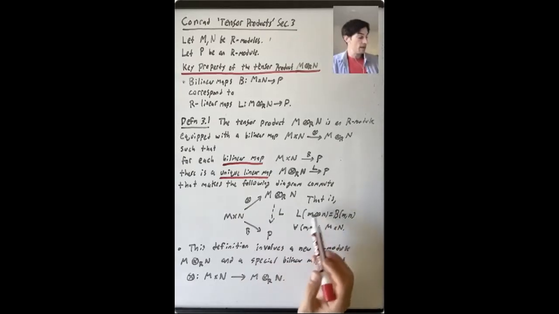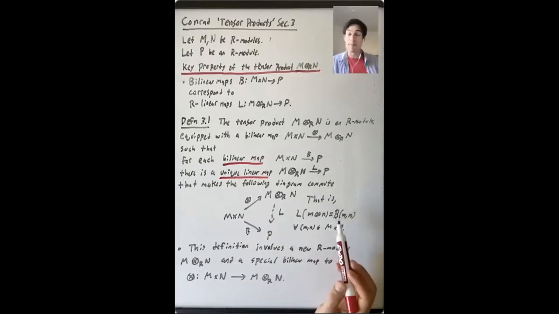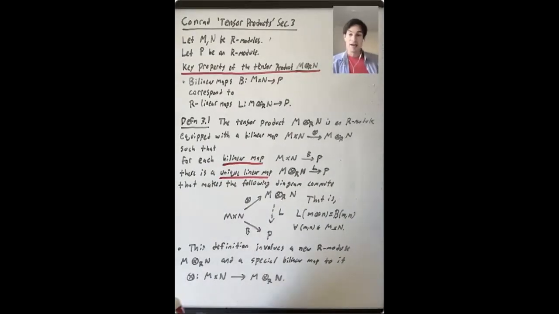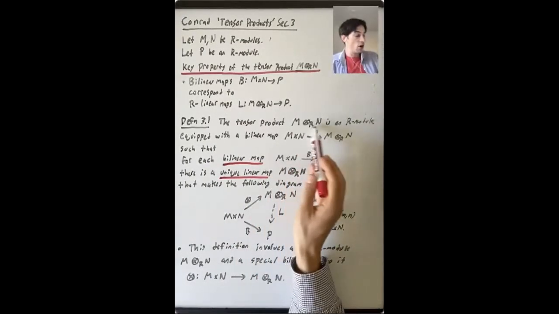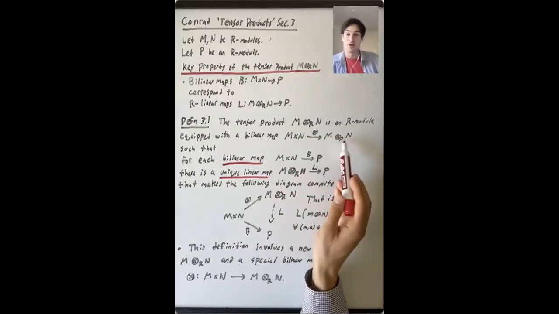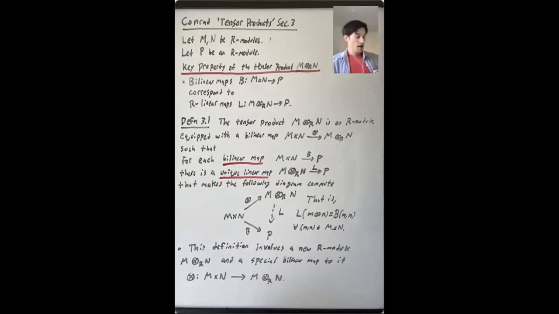So what does that mean? L applied to m tensor n is equal to this bilinear map B applied to the pair (m, n) for any pair (m, n) in this direct product M cross N. So this is a definition of a tensor product. And I want to note that this definition involves not only a new R module, M tensor N, but also a special bilinear map that goes from M cross N into this new R module.